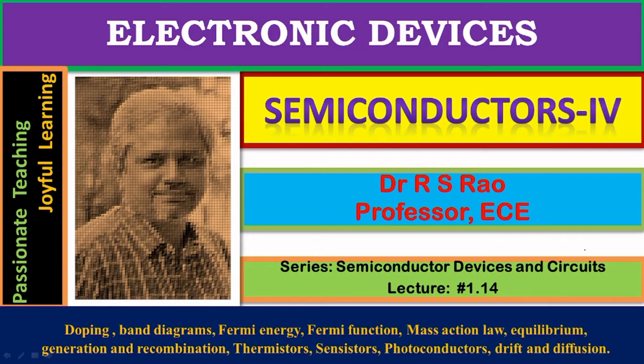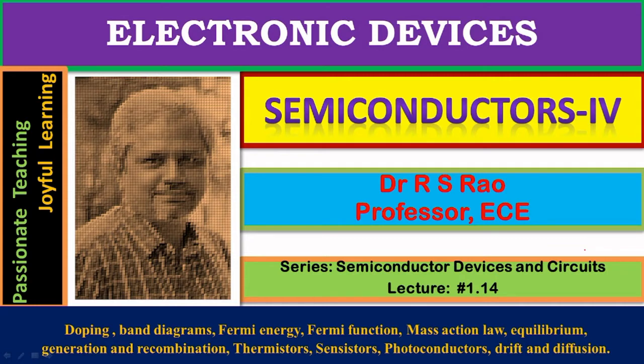Electronic devices, semiconductors, part 4, series on semiconductor devices and circuits, lecture number 1.14. The behavior of electronic devices like PN junction diodes and transistors depends upon the nature of semiconductors that go into their fabrication.